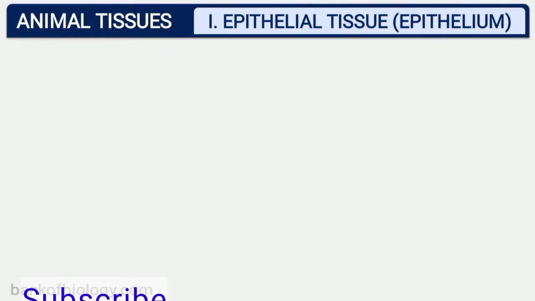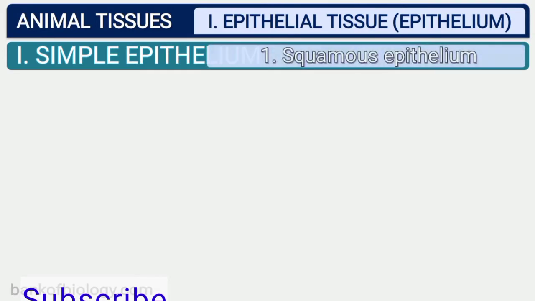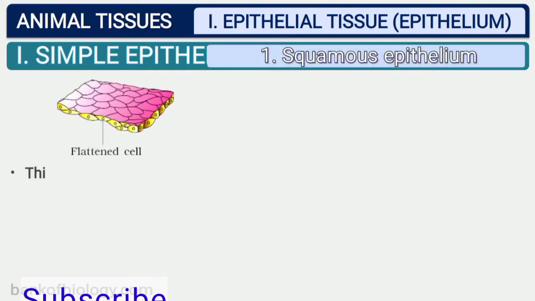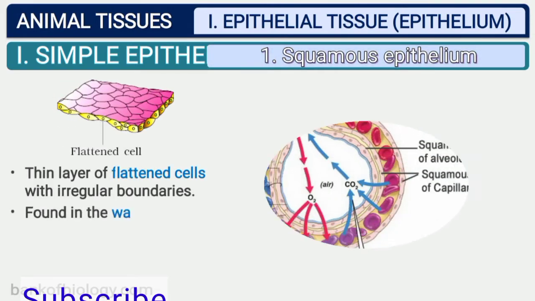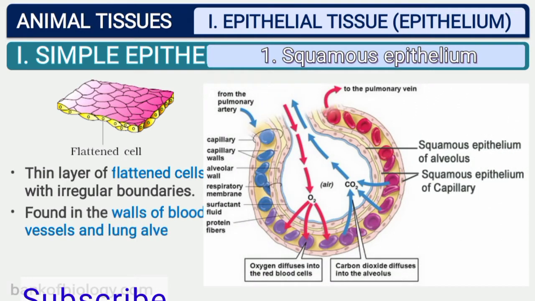These are the types of simple epithelium tissues, in which first of all we are going to discuss squamous epithelium. It is a thin layer of flat cells with irregular boundaries found in the walls of blood vessels and lung alveoli. Means to say that it is a part of internal organs. We can define it in this way: it is involved in blood vessel oxygenation as well as lung oxygenation. That is called squamous epithelium.